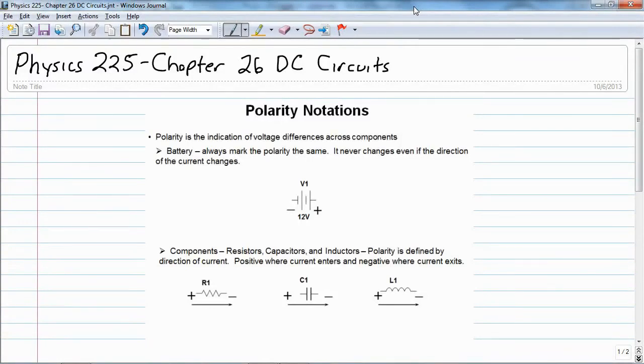We are almost ready to start solving circuits. The last topic we need to talk about is polarity. So polarity is just an indication of the voltage differences across components. Now the battery is always the same. You have the plus that's associated with the longer side of the terminal, and the minus is always related to the shorter side. Never changes. Never ever changes.